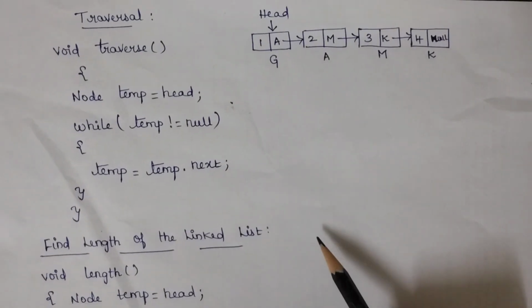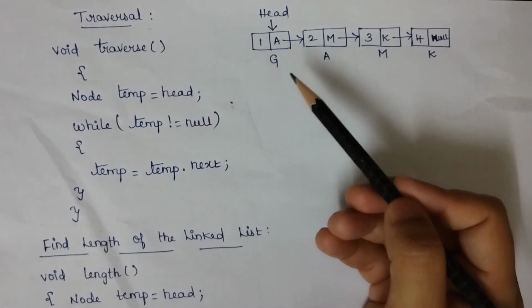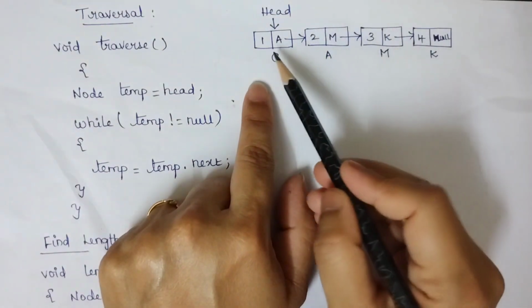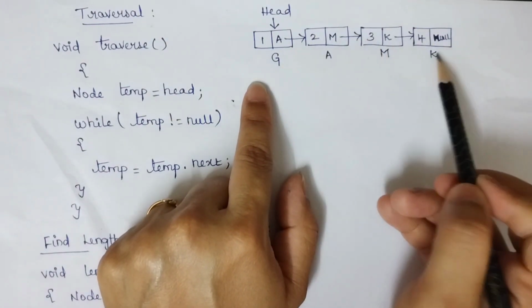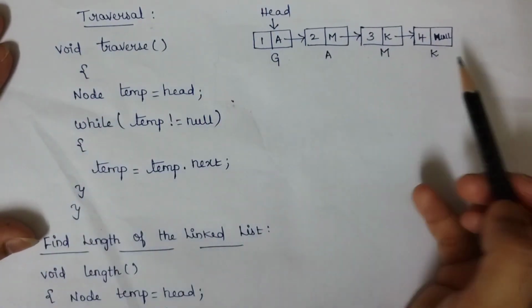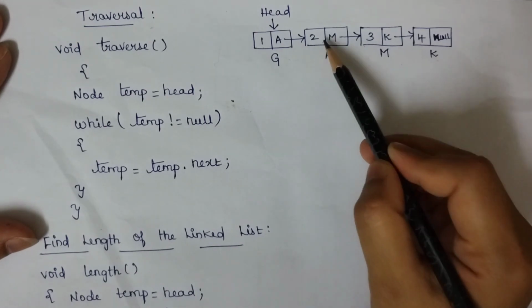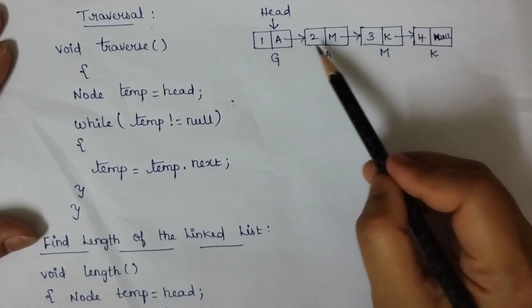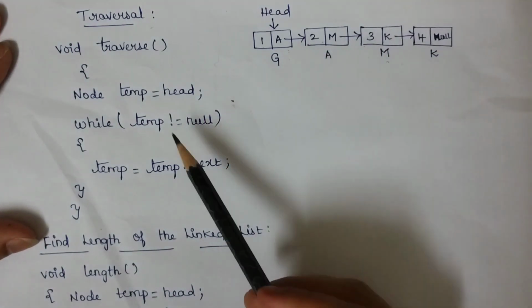Then coming to the next operation, traversal. Traversal means you need to visit each and every node in a linked list. For example, this is the list which contains the data 1, 2, 3 and 4. If I want to traverse this, I need to start from the head node, then visit the second node, then go to the third node, and at last go to the fourth node. So how do I traverse these nodes in the linked list? That is the code given here.